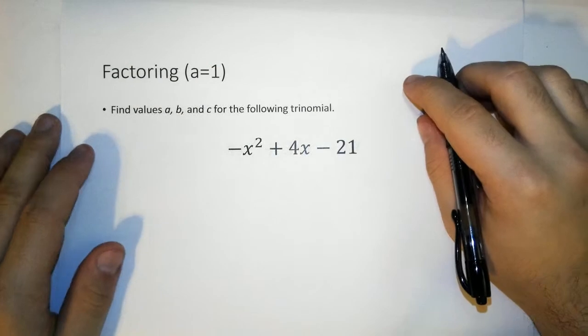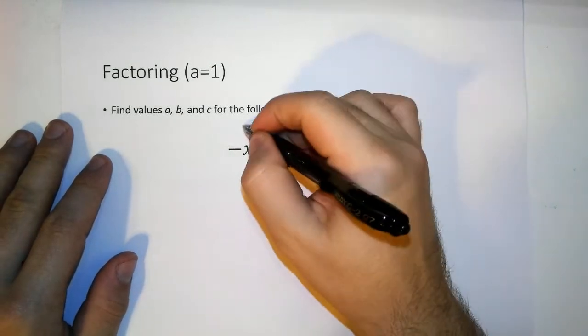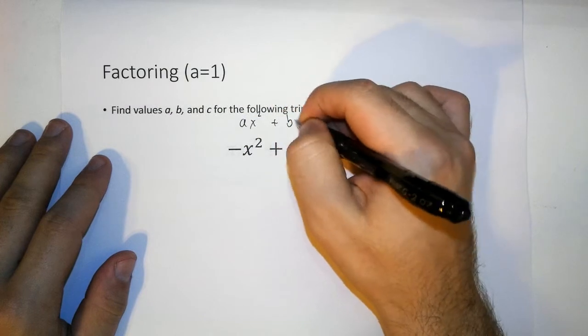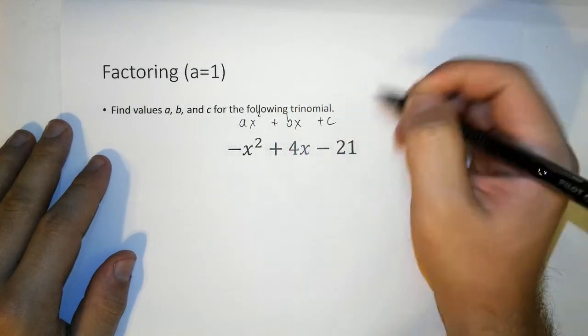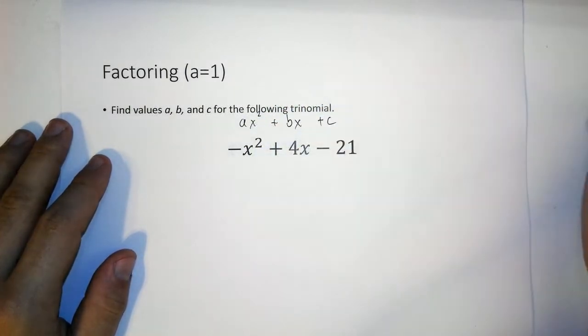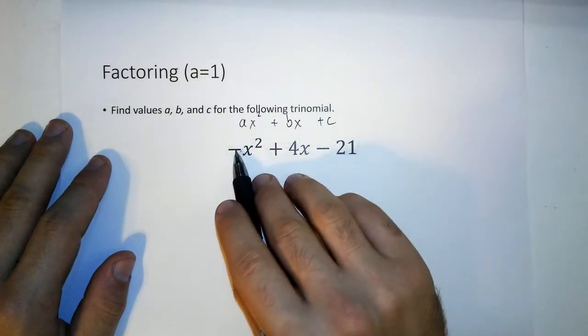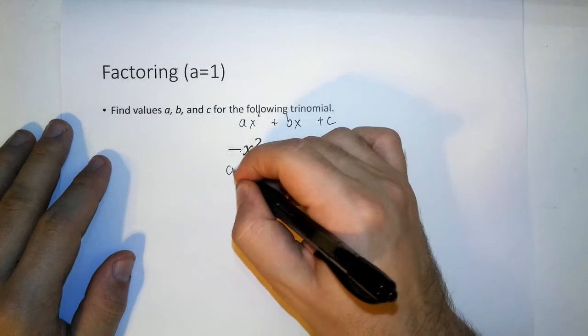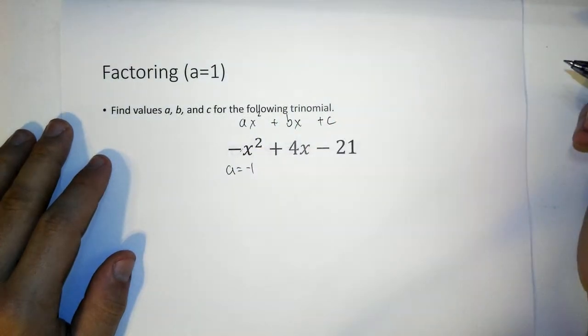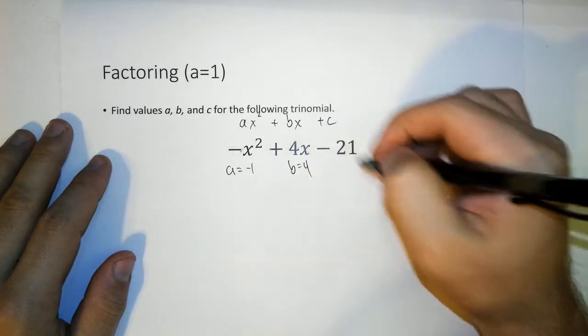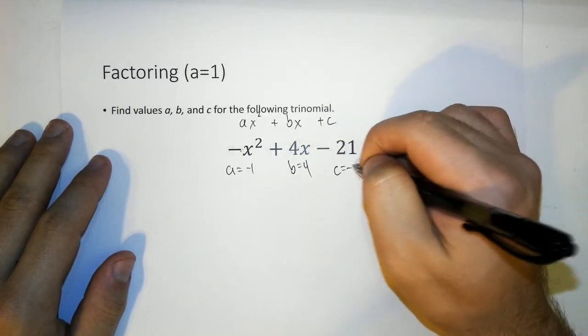All right, same dealio with this. So, I'm still going to write this up here, and you should too until you have this internalized. We're going to go ahead and start identifying. Again, we don't see a number there, but we can think of that as being a -1. So a would be equal to -1, b would be equal to 4, and c would be equal to -21.